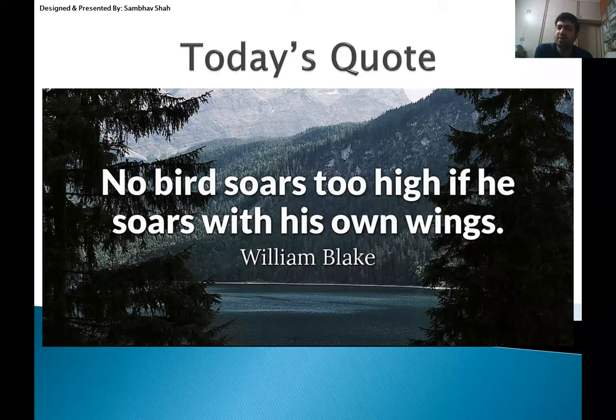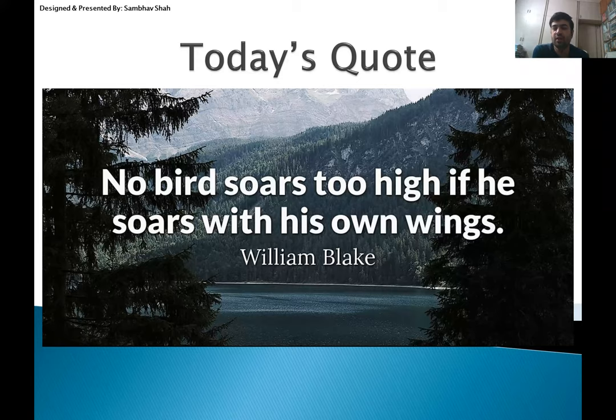What do you think? No, it is not only the wings. It is the wind also. Wind means air. It is the atmospheric conditions also. It's not the wings only, it's the wind also. So definitely the bird is supported not only by its wings. It is always supported by nature, the things around it.